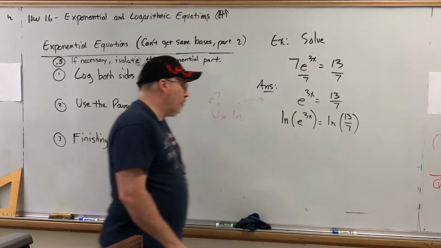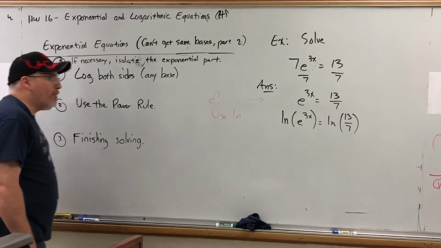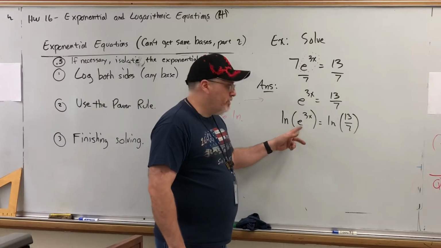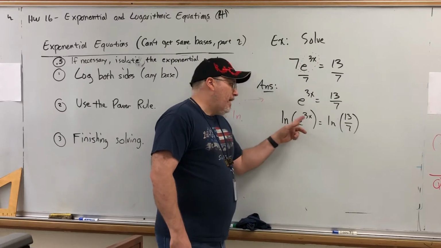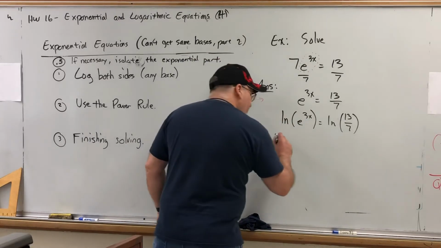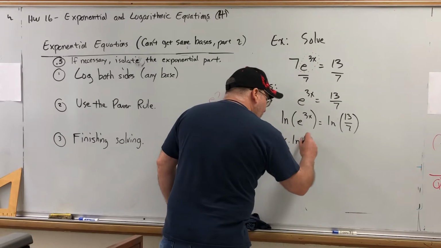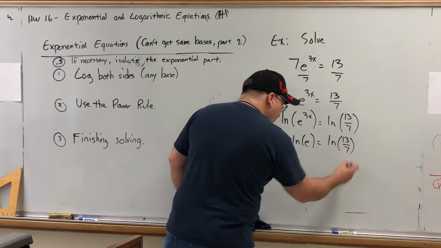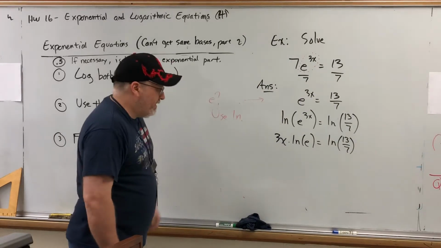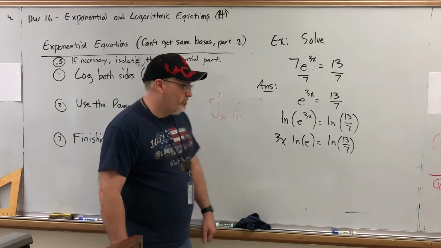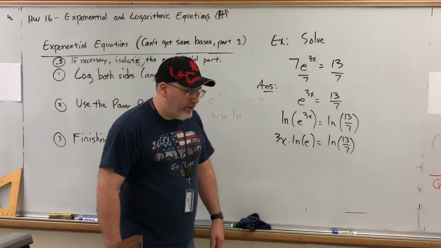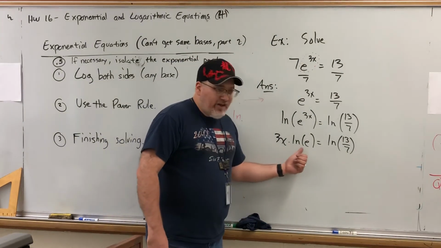And remember, the whole purpose of bringing the logs is to use the power rule, which I can use now because this power belongs to the entire argument. Power rule says bring the power down in front as a coefficient. So 3x times the natural log of e equals the natural log of 13/7. And then we finish solving for x. Now before we do that, here's why using natural log was a darn good idea. Oh look, there's the natural log of e.